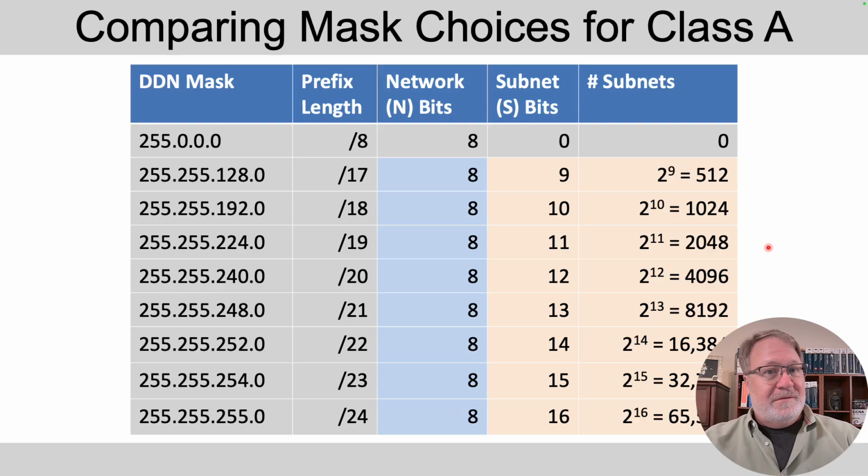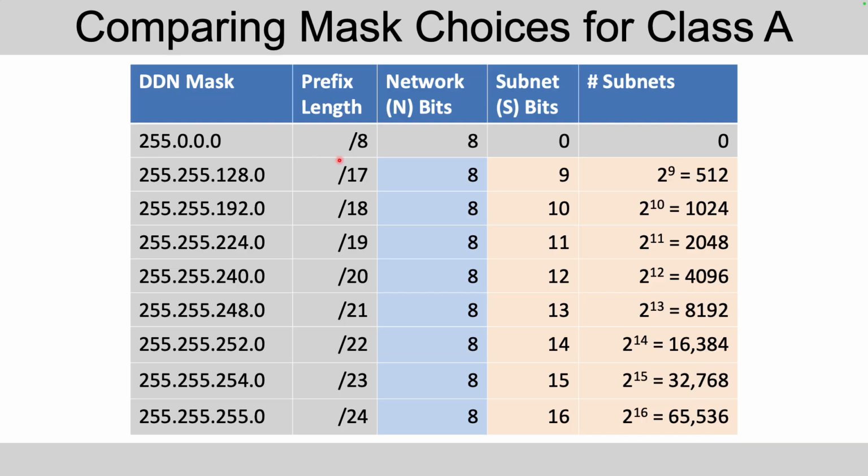So again, consider, if you will, what are some of the masks that would do that for a Class A network? Here's our default mask for Class A. Well, a /17 would give us 9 subnet bits, a /18 would give us 10 subnet bits, and so on. And then we see the number of subnets created by those.